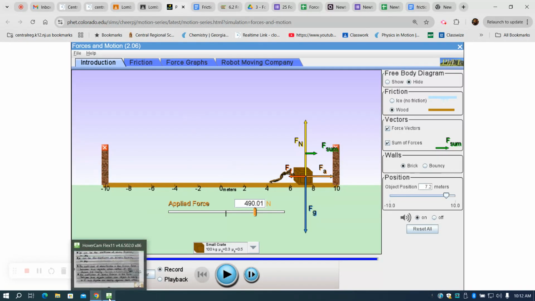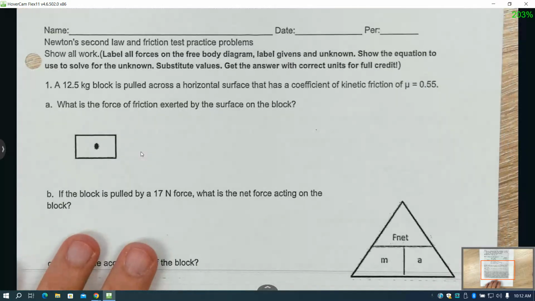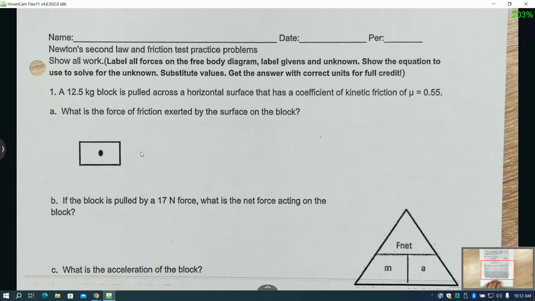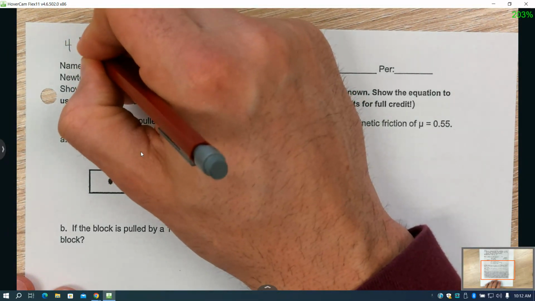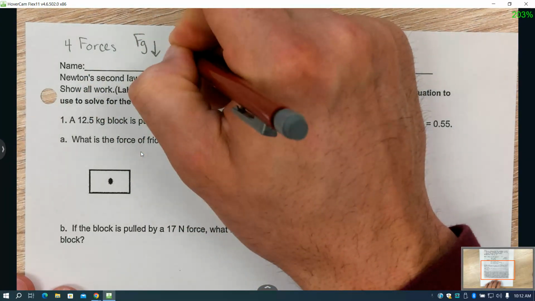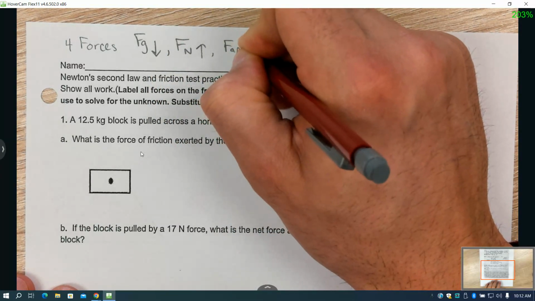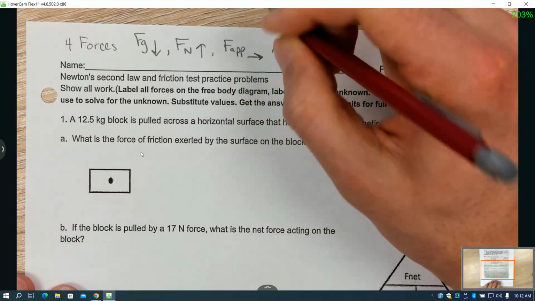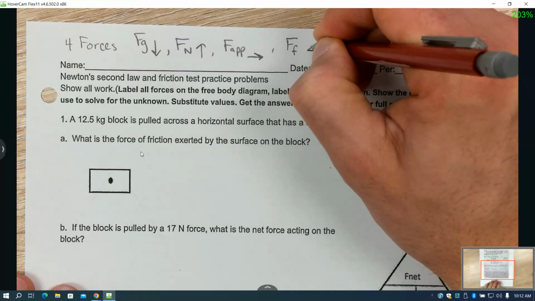Okay, so now getting into the problems that we're going to be dealing with. I want to make sure you guys have this worksheet for the problems that we are going to be doing. These are going to be your test type of problems. You're going to have four forces for all of these. Your four forces are going to be Fg, which we're always going to draw down, your normal force, which we're going to draw up, your applied force, which for these problems we're always going to say is going to the right, just to give us some consistency, and friction force, which we will draw to the left.